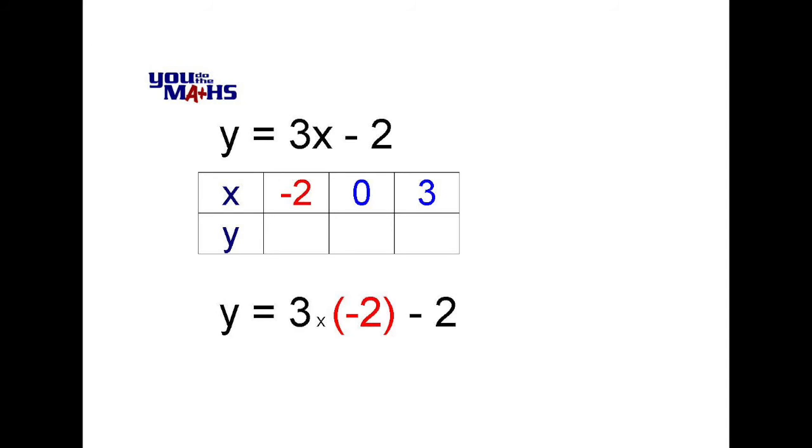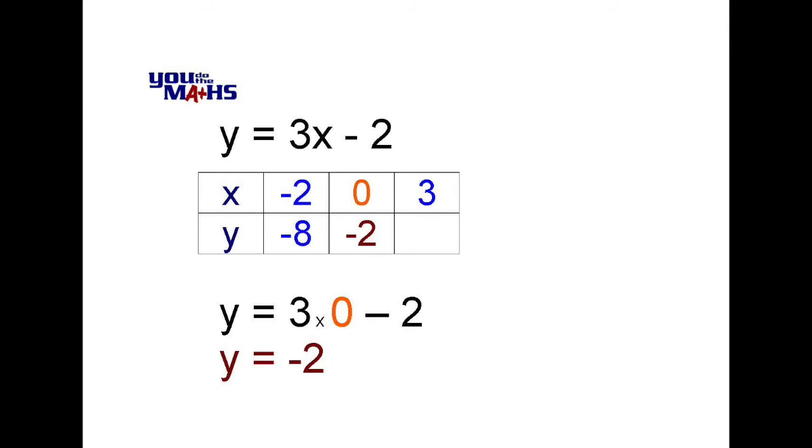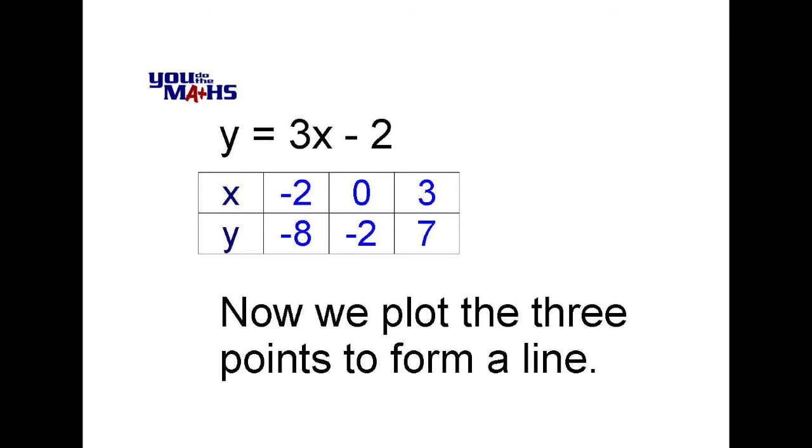Now when we substituted x equals negative 2 into our equation, we found previously that y was equal to negative 8. If we substitute 0 into our equation, y equals negative 2. And if we substitute 3 into our equation, y equals positive 7. We now have 3 pairs of values, or 3 points, that we can use on our graph to form a line.